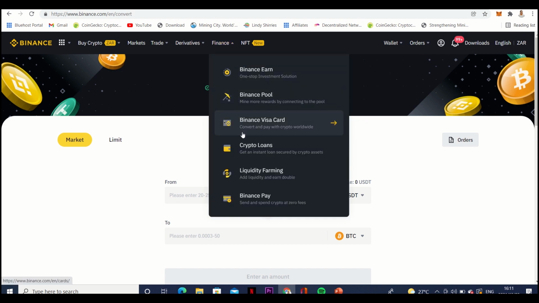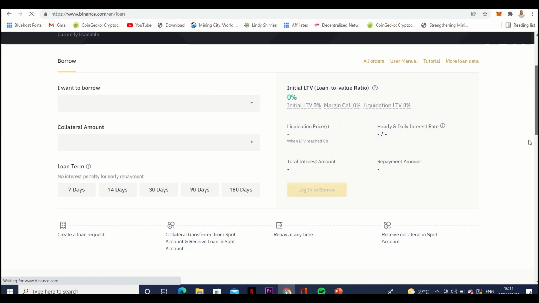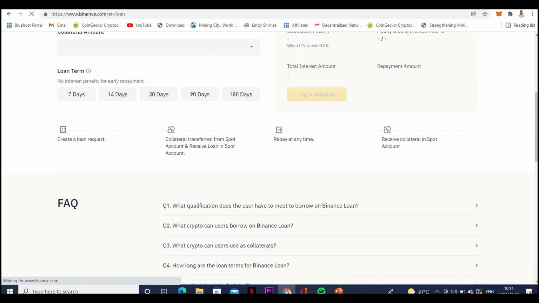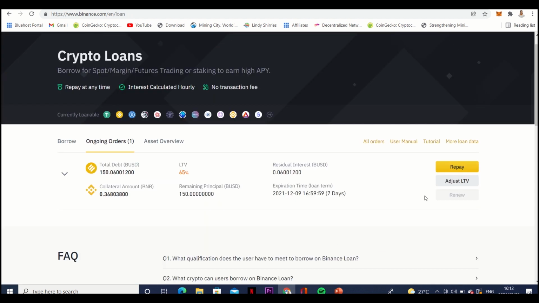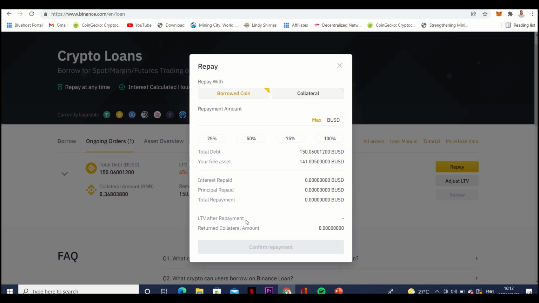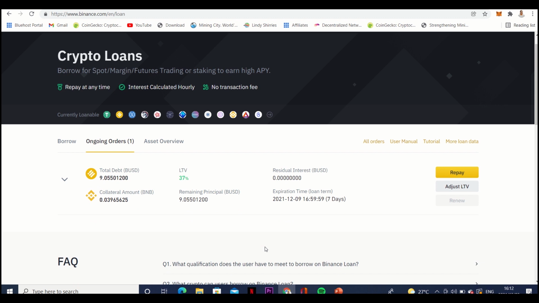And after conversion, I go to finance, and then I go to crypto loans, and then I go to ongoing orders, and that's where the loan is. From there, I will see how much loan I need to pay, and then I'll click repay, and then I'll accept the terms and conditions. I must select everything on max, and then it will calculate how much I need to pay, and then you go to repay. And after repaying, do make sure that the value of BUSD is up, so that you don't pay more than what you've borrowed.